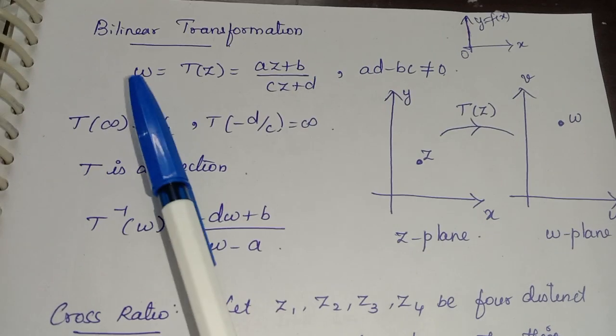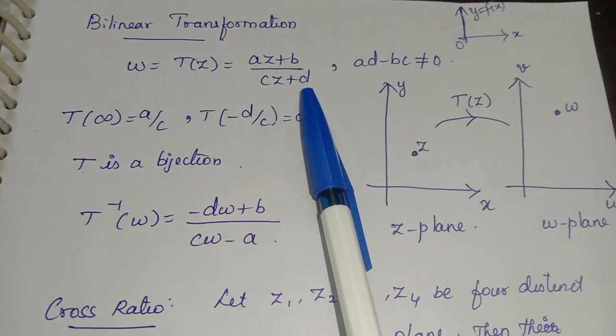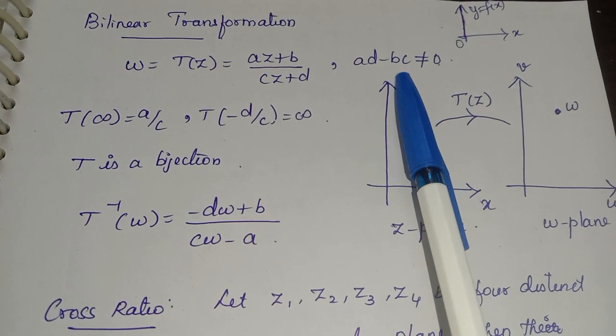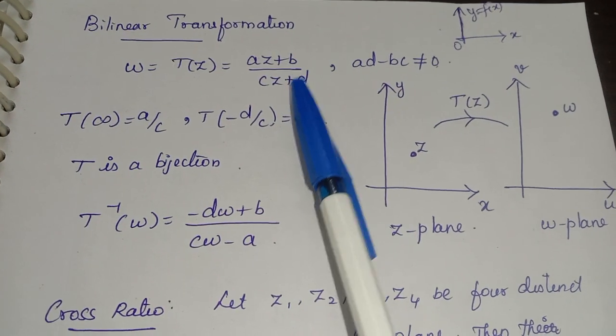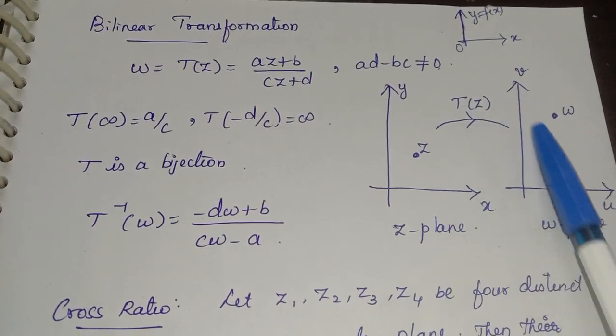So here we define w equal to T of z equal to (az plus b) by (cz plus d), where ad minus bc is not equal to 0. This is called bilinear transformation. This maps the extended complex plane onto itself.